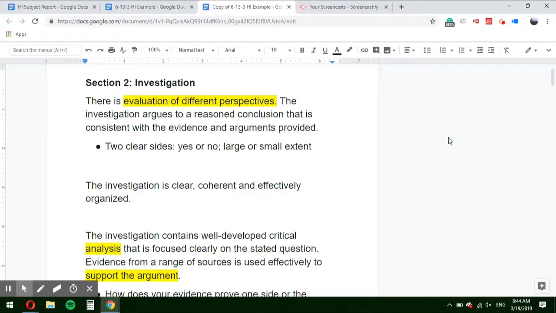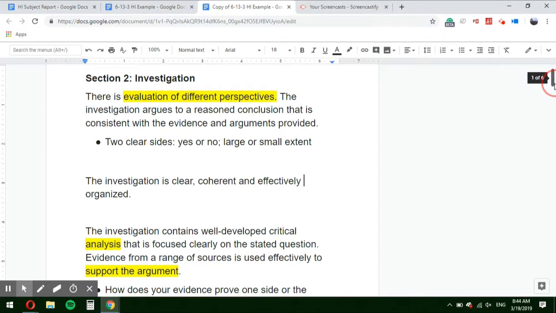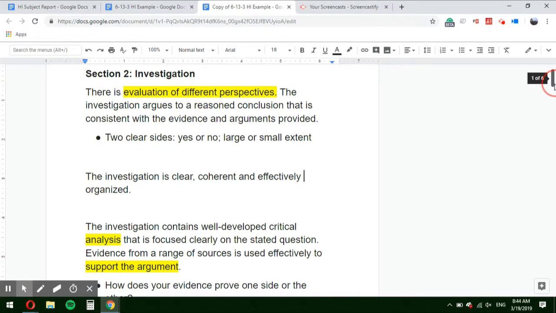All right, so let's talk about how to write a good investigation for your HA. First we're going to look at what the rubric requires for the investigation, and then we're going to look at a really good example of an investigation to basically show you how you can write a good investigation. So the most important point, I think, in this rubric is the evaluation of different perspectives.